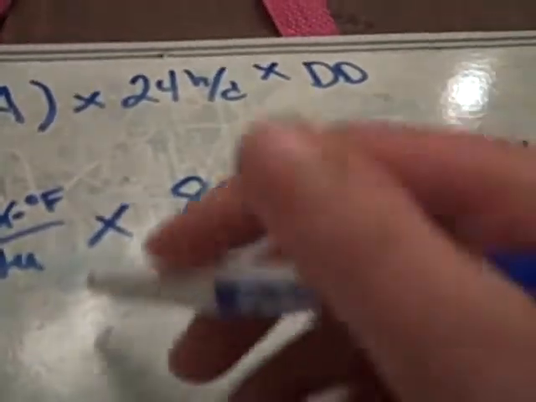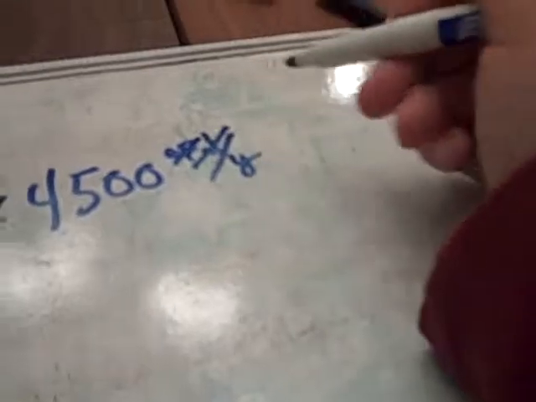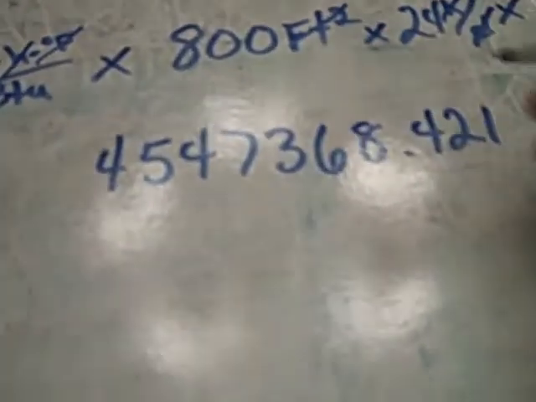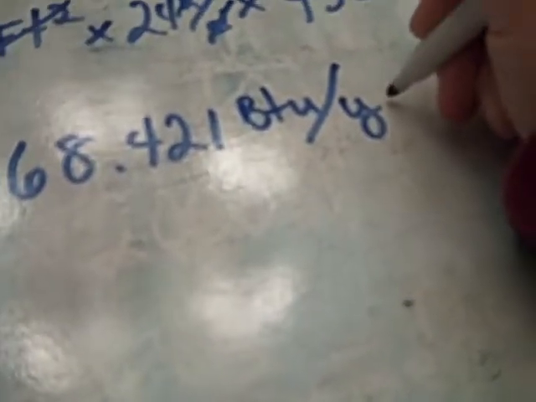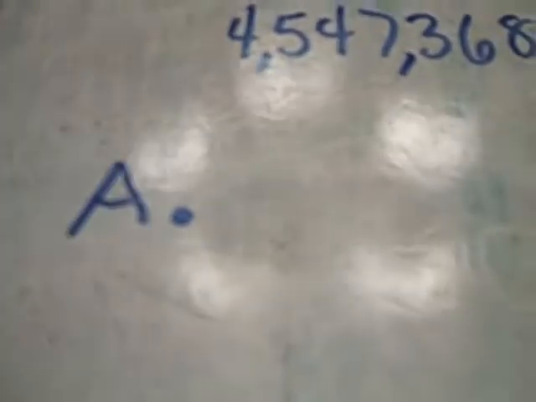And right away I can take out my feet and my feet, my hours and my hours, my degrees Fahrenheit, and over here I can take out my days and my days. So I'm going to be left with BTUs in a year. All right, so when I plug that all in the calculator, the answer that I get is 4,547,368.421, and that is going to be in BTUs for the year.